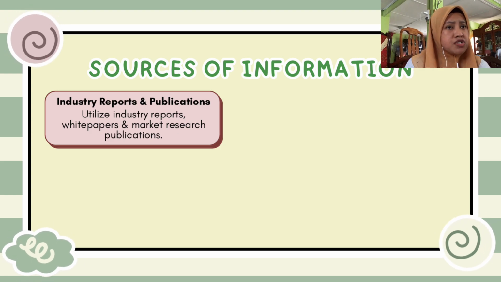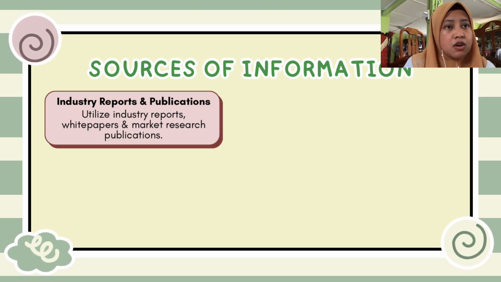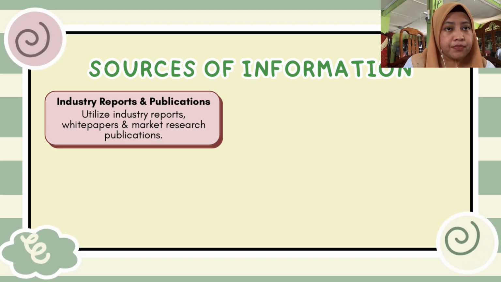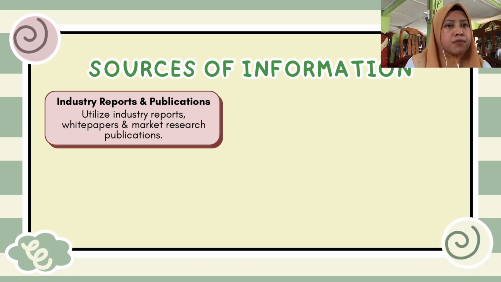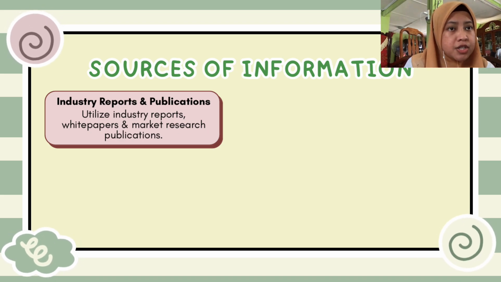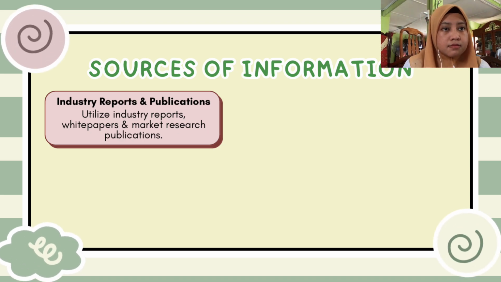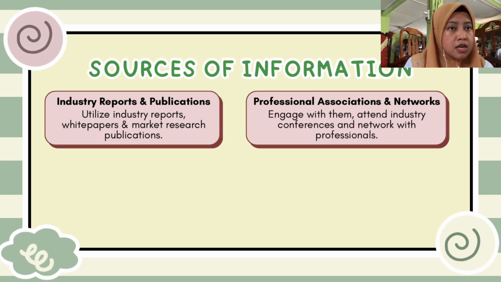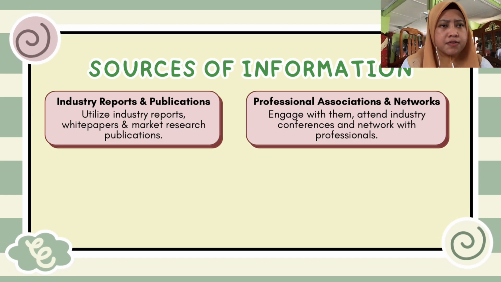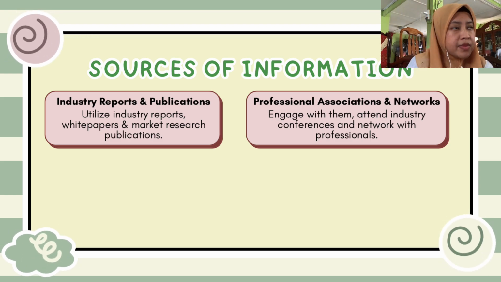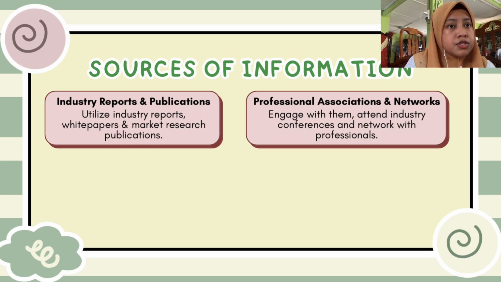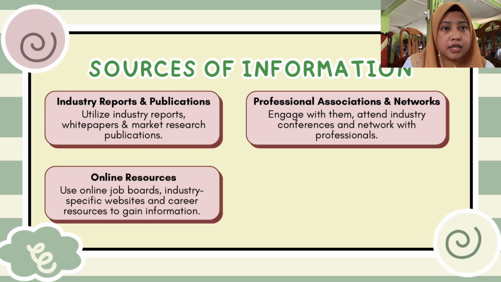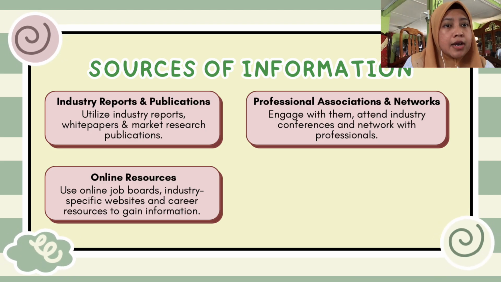So in doing all this research, you need to have some resources of information. Firstly, industry reports and publications. You can use any types of industry reports, white papers, or any publication that can help you to do the research. The next one is professional associations and networks. Usually, with this kind of source, you need to engage with them, do some interviews, or just attend industry conferences with them.